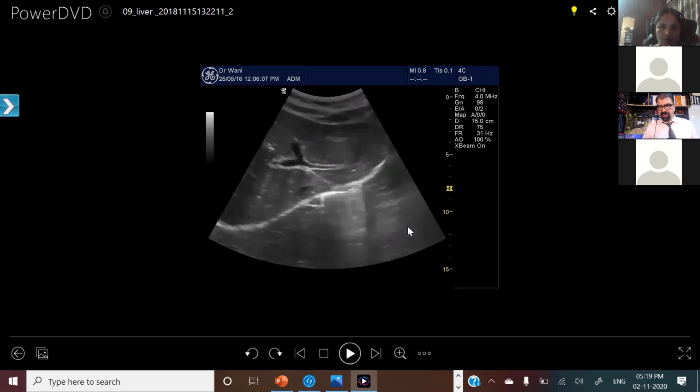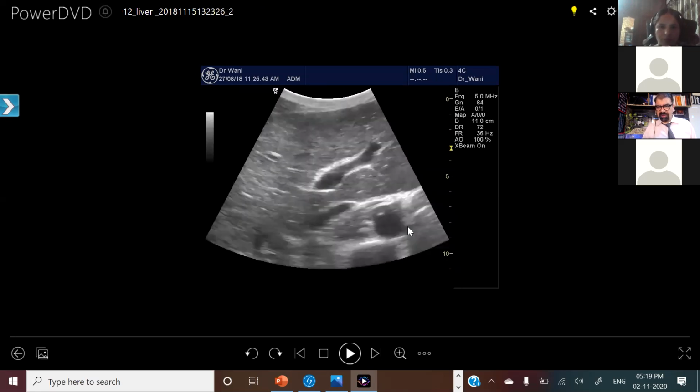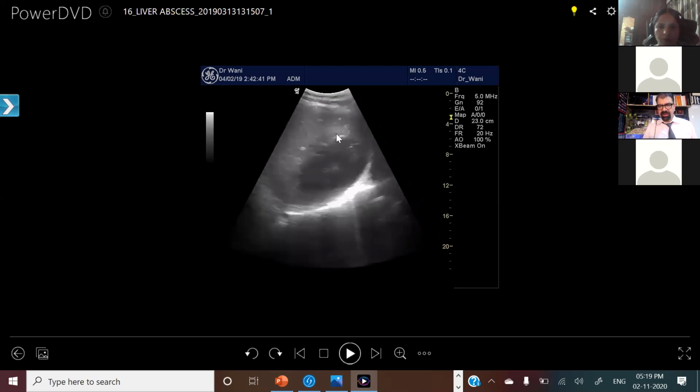So let me see what else we have here. Yes, Dr. Harvinder, this is the liver. This is the diaphragm over here. And what can this be? Caudate lobe, sir. No, this is not at the level of the caudate.